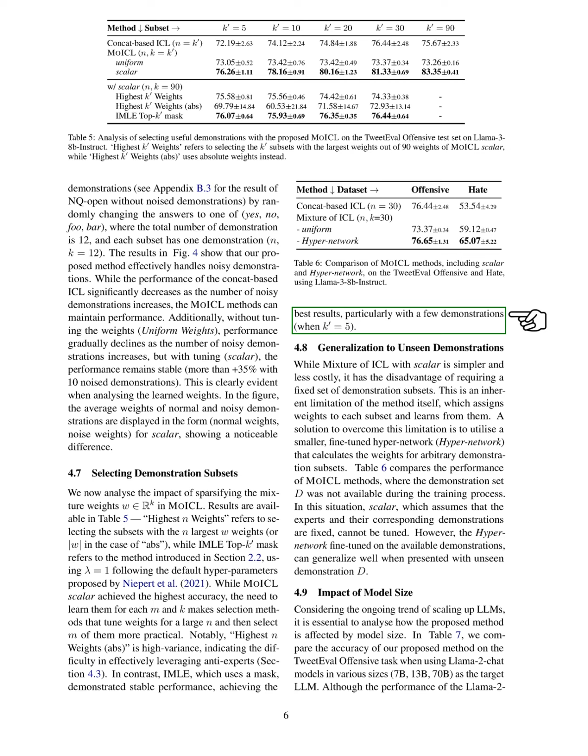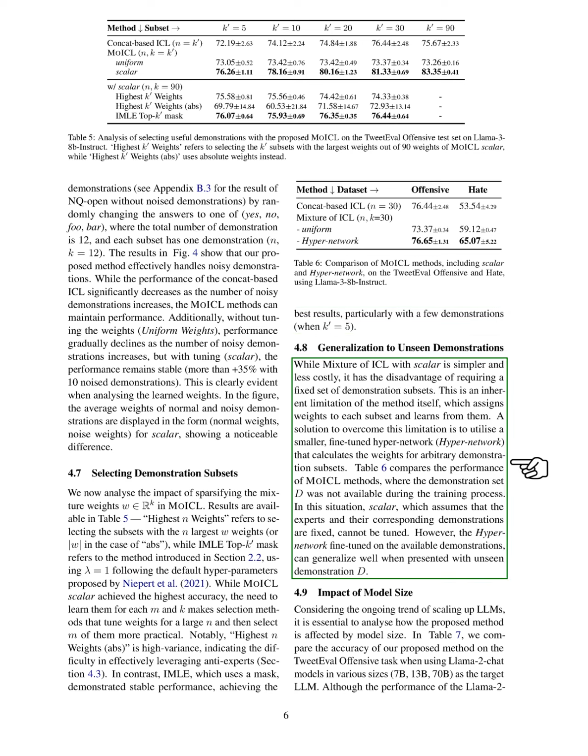We also discuss the generalization to unseen demonstrations. While the scalar method is simpler, it has the limitation of needing a fixed set of subsets. To address this, we propose using a smaller hypernetwork to calculate weights for any demonstration subset. Our comparison shows that the hypernetwork can generalize well to unseen demonstrations.